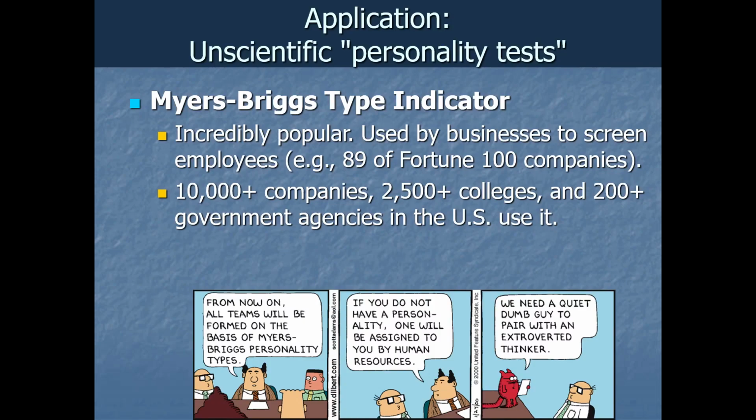It's used by businesses to screen employees to make decisions on whether to hire someone or not. Like literally 89 of the top Fortune 100 companies use it. It's used by over 10,000 companies that we know of, more than 2,500 colleges, and at least 200 government agencies in the US. Now, you know who doesn't use the MBTI? Psychologists, because it's actually a really crappy measure of personality.